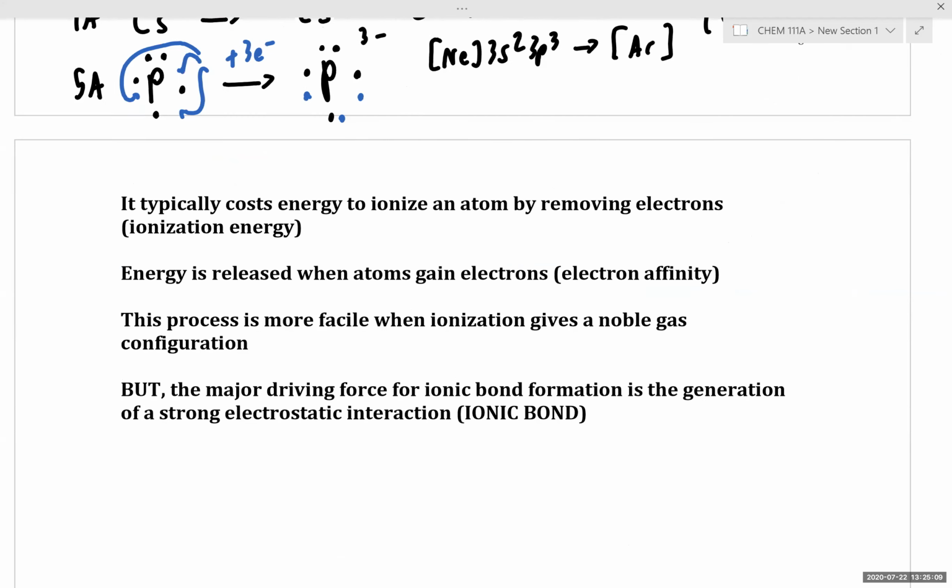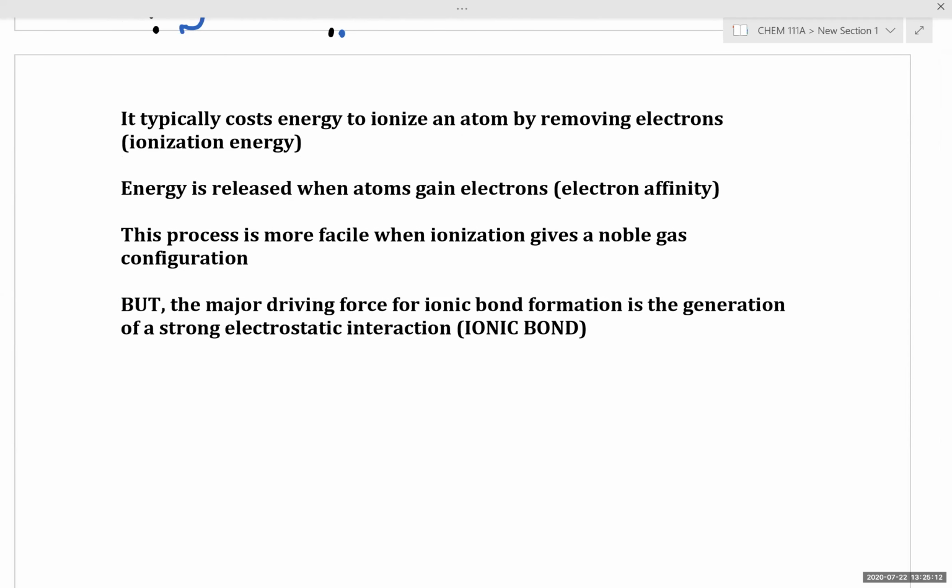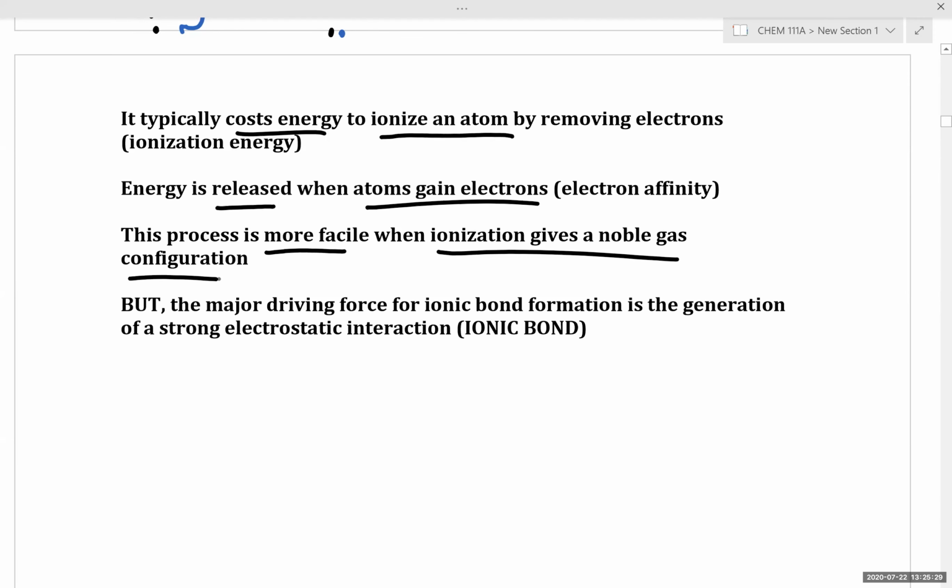Let's talk about a really key point in ionization. It typically costs energy to ionize an atom, and energy is released when atoms gain electrons. This process overall is more facile when ionization gives a noble gas configuration. But, and this is really key, the major driving force for ionic bond formation is the generation of an ionic bond.